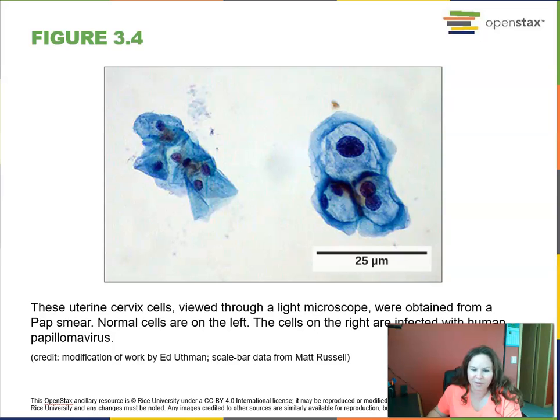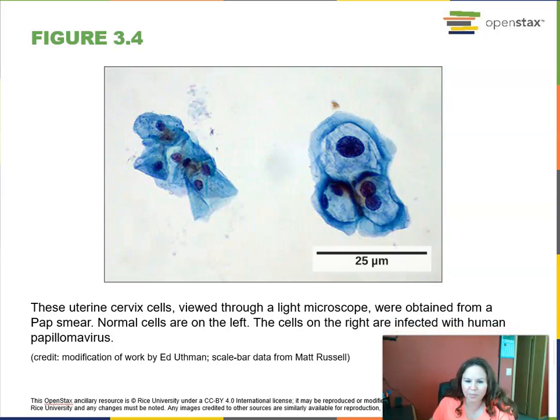These are pretty cool. These are some cells that are viewed through a pap smear from a human, from a cervix of a human, the human papilloma virus. So these are actually cells, and we can see that they've been invaded by a virus.